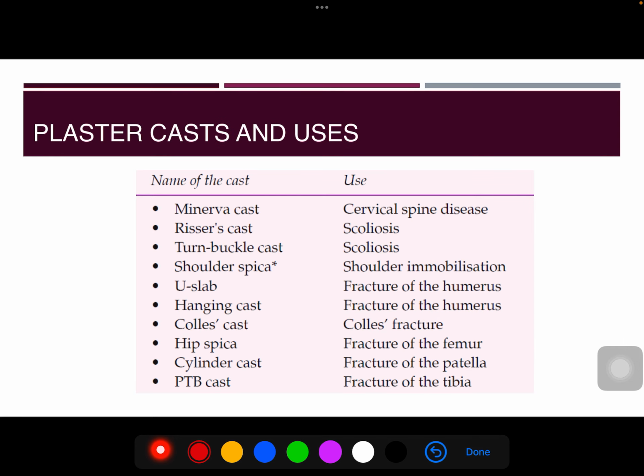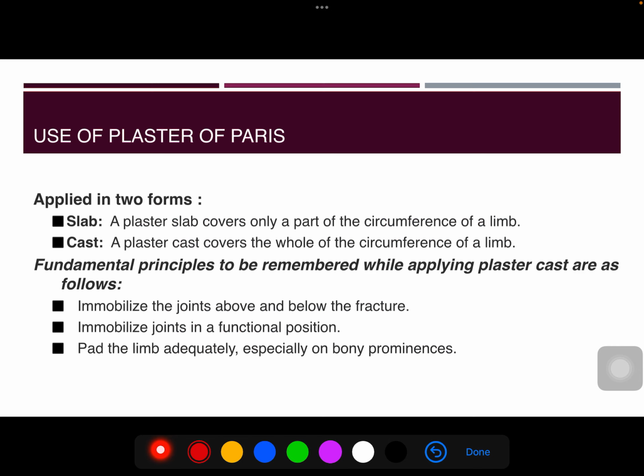There are many plaster casts which you can use in different fractures, so I think that is not so important. For the use of plaster of Paris, there is the slab and the cast. There is a common question: what is the difference between the slab and the cast in the orthopedics department? So you have to know about that.